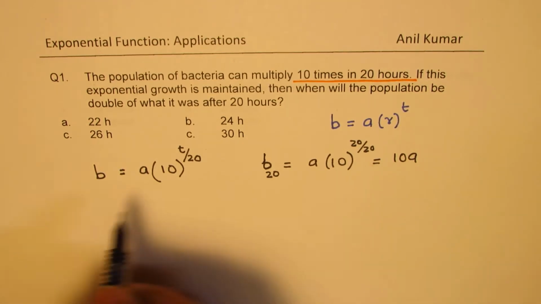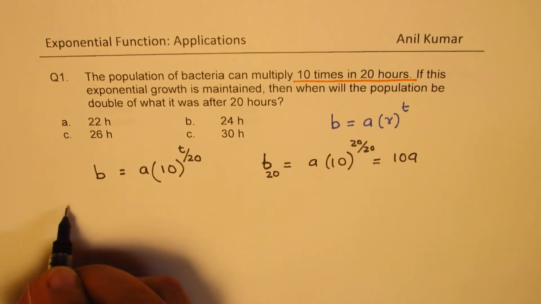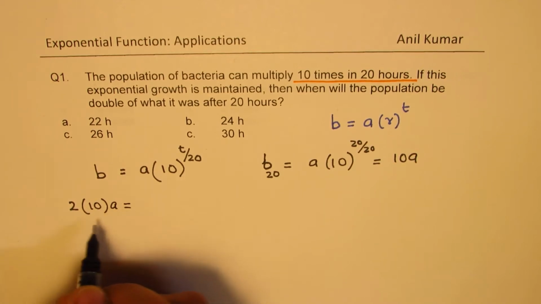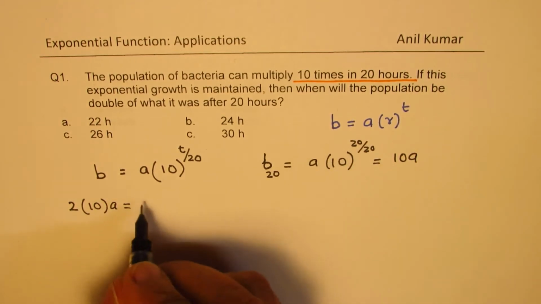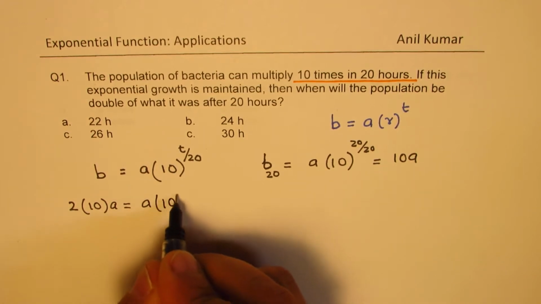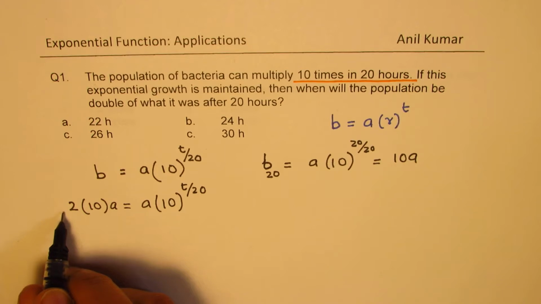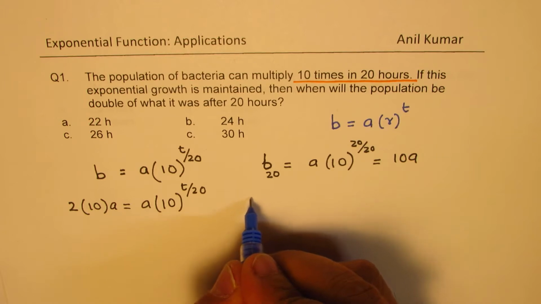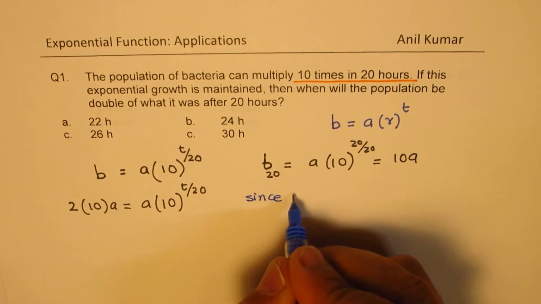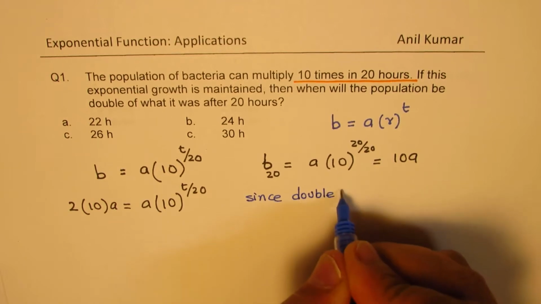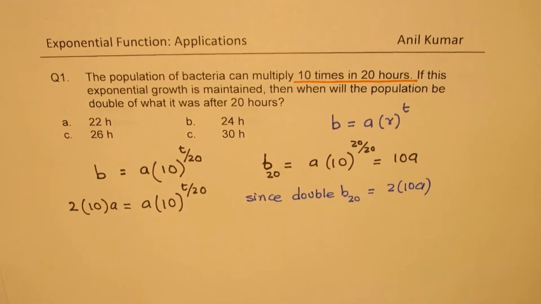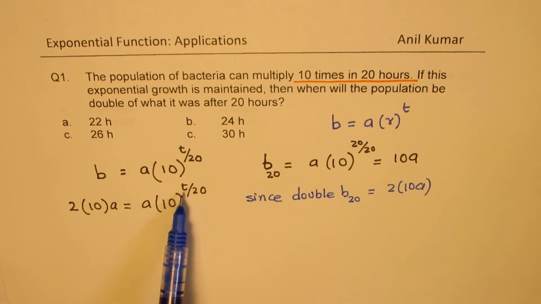Time is not known. So double of this means 2 times 10 times A is what we need. That is double of this, and this equation remains the same, 10 to the power of T over 20. So when will it be twice this? Since double of the population at 20 is 2 times 10A. Is that clear to you? So we get a straight equation here which can be solved. The only unknown here is T.